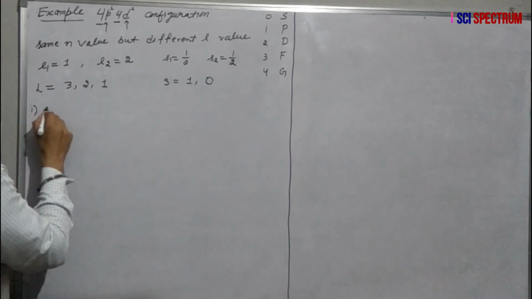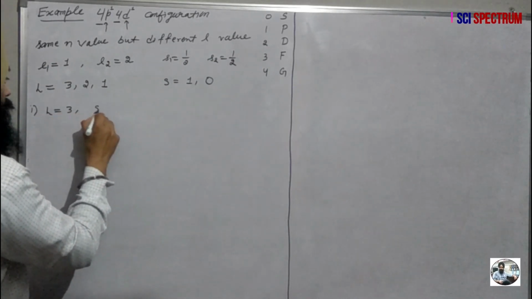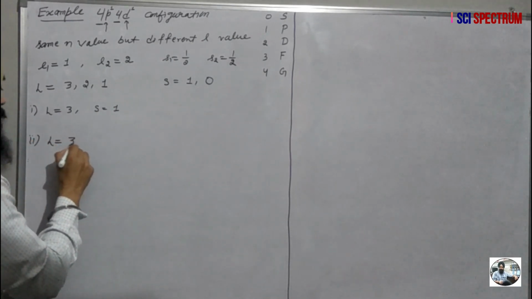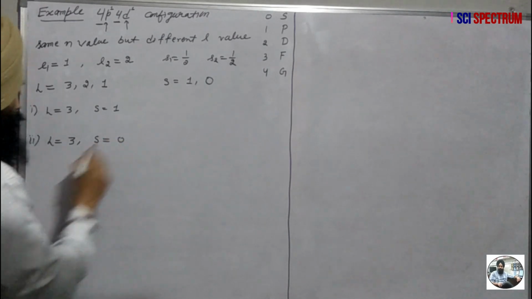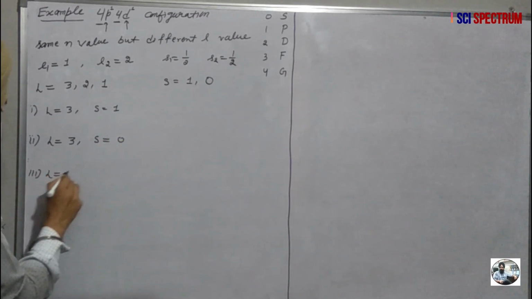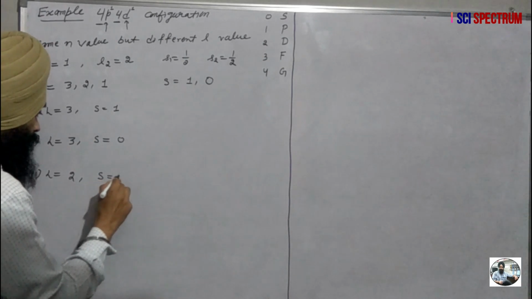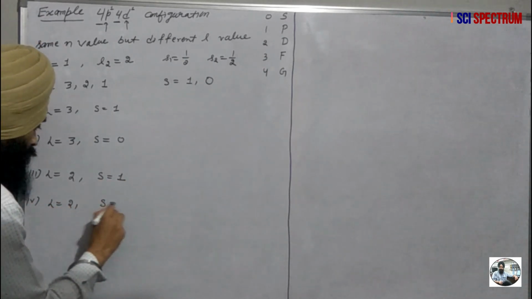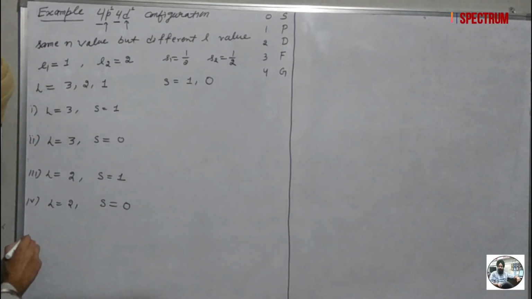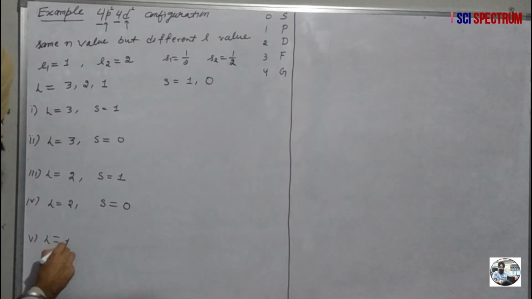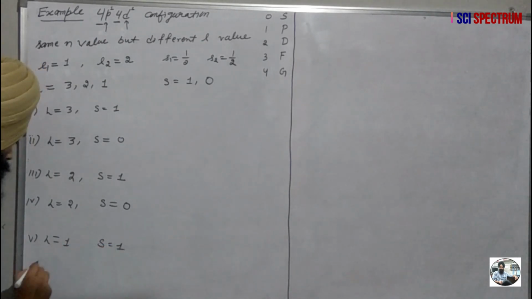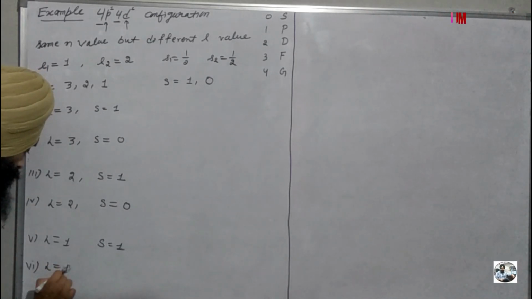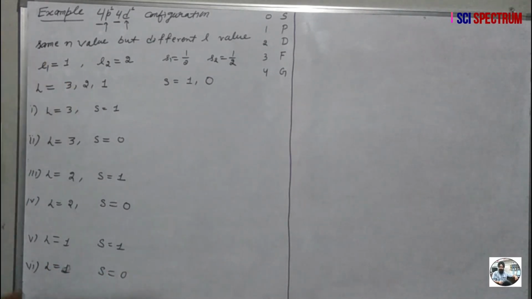So number one, for L equal to 3, we will use S equal to 1. For L equal to 3, we will use S equal to 0. For L equal to 2, we will use S equal to 1. For L equal to 2, we will use S equal to 0. For L equal to 1, we will use S equal to 1. For L equal to 1, we will use S equal to 0.